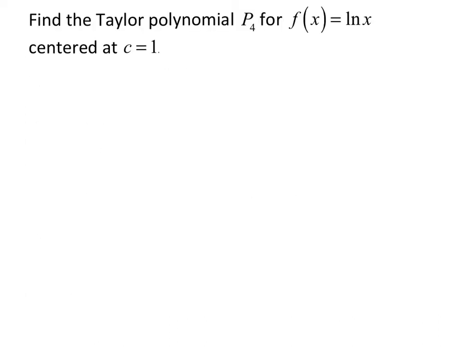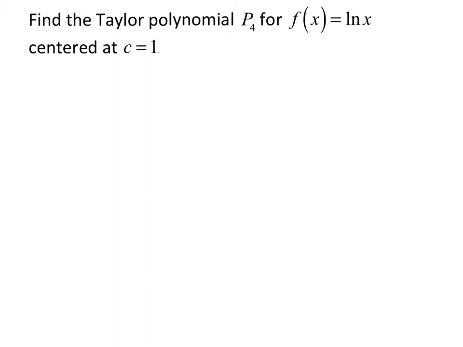So I want to begin by finding the Taylor polynomial p sub 4 for f of x equals ln x centered at c equals 1. So what this means is I need a 4th degree Taylor polynomial for ln x centered at x equals 1. So like we did in my previous video, you're going to have to actually generate all the different derivatives all the way down to the 4th derivative.